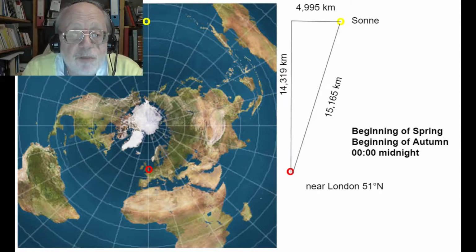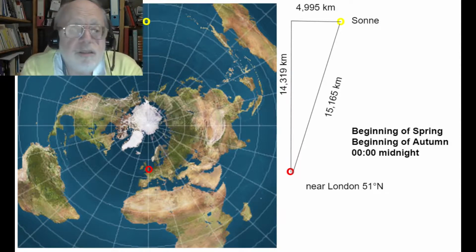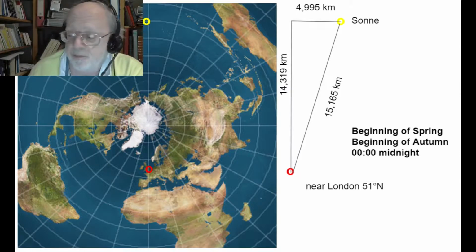For the sake of completeness, let's look at where the observer in London sees the Sun at midnight at the beginning of spring and autumn. Here again we only need one step for the calculation. The Sun is over the equator at midnight on the opposite side of the North Pole, 180 degrees west or east. The distance from London to this point is 14,319 kilometers. The distance to the Sun above this point is 15,165 kilometers.